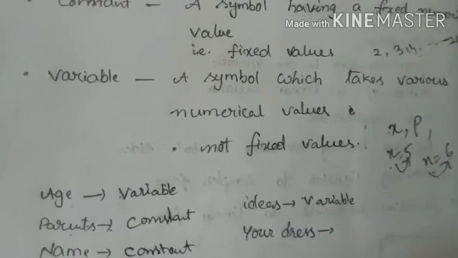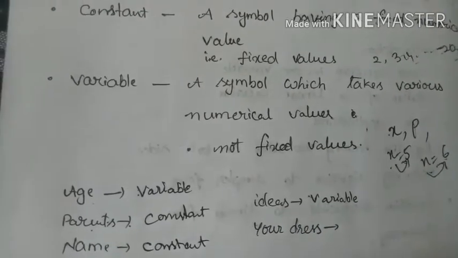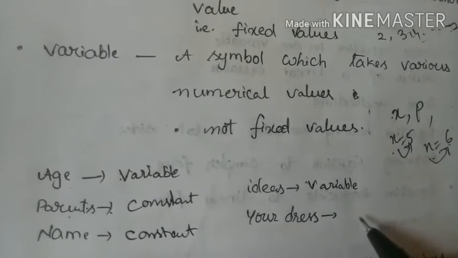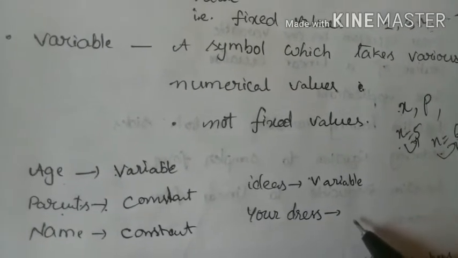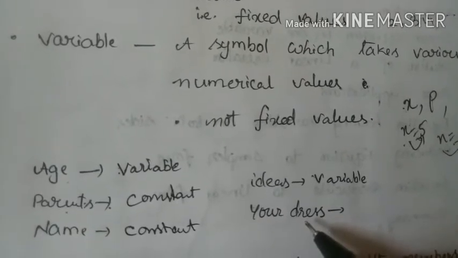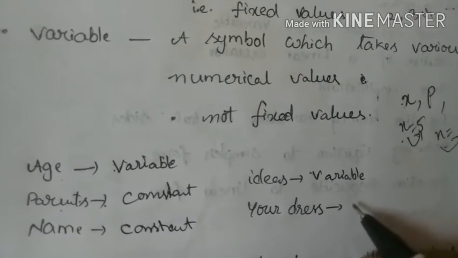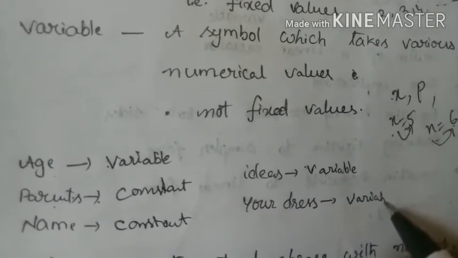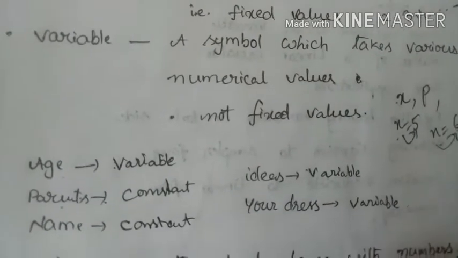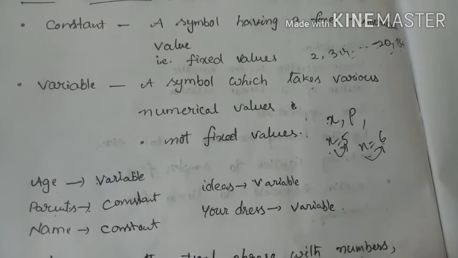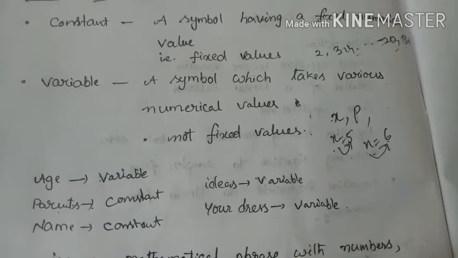Yes. Next, your dress. Today you wear a white color dress, and tomorrow can you change or not? Do you change or not tomorrow? Yes. So your dress is also one of the variables. Okay. So which one is fixed? That is constant. Which one is not fixed? That is variable. Okay. Next.